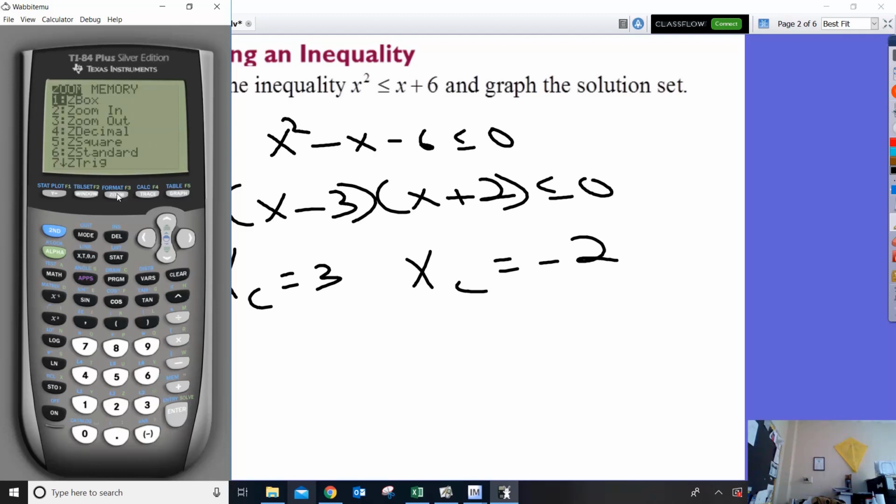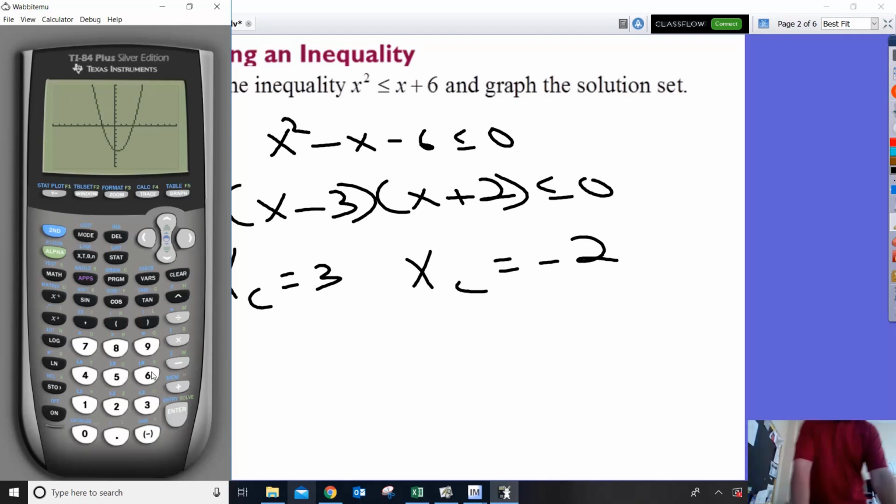Do a zoom 6. Now, if your calculator pops up and says error invalid dimensions, it's because you didn't turn step plots off, like I asked you to. There's your graph, and I'm going to make a little snip of that thing and put it on the board real quick.